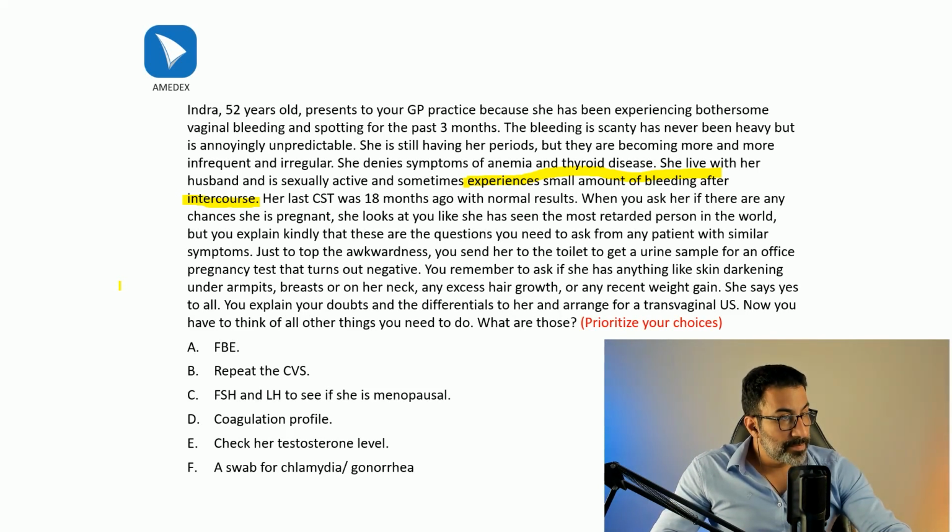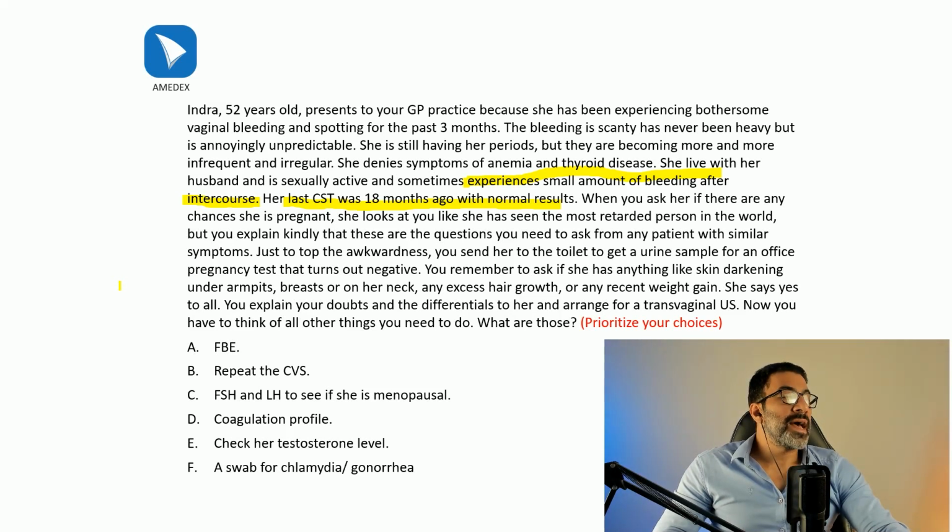So this is another important part of the scenario. When you ask her if there are any chances she's pregnant, she looks at you like she has seen the most ridiculous person in the world. But you explain kindly, and that's your job, that these are the questions you need to ask from any patient with similar symptoms. And just to top the awkwardness, you send her to the toilet to get a urine sample for an office pregnancy test that, thank God, turns out negative.